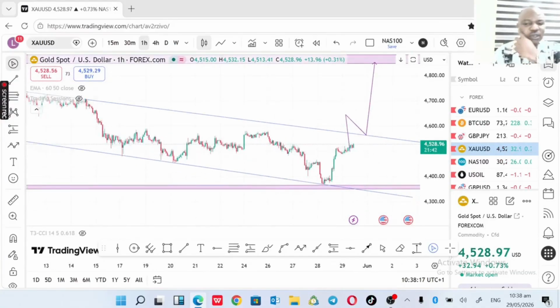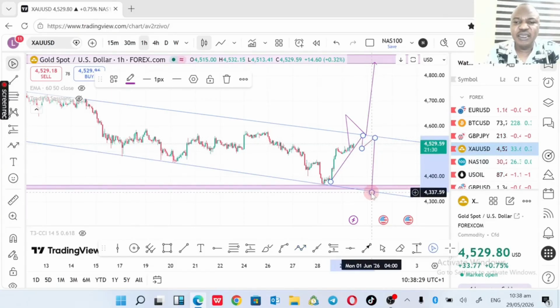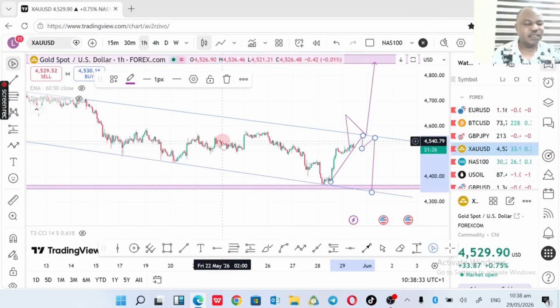But if not, we will have a retracement at this level, possibly hit this trend line, come back, maybe retrace, and we'll look down again. This is how we'll be looking at this trade. Good analysis for today, 29th May 2026. I can assure you that this analysis is very clear and very unique.